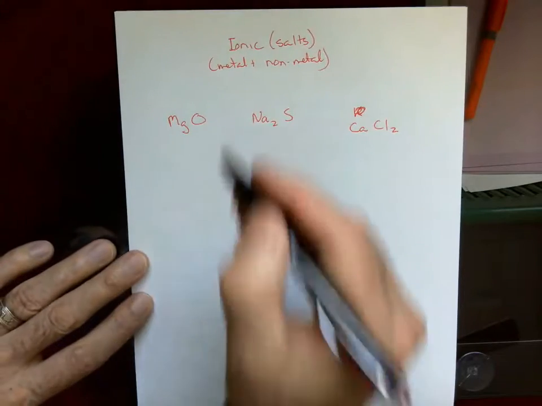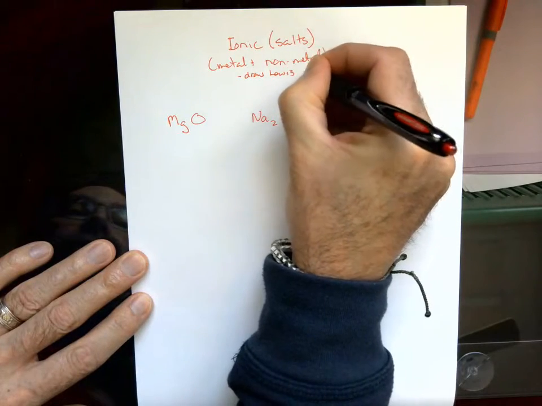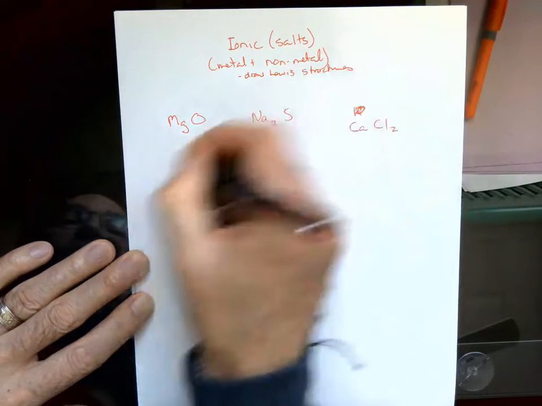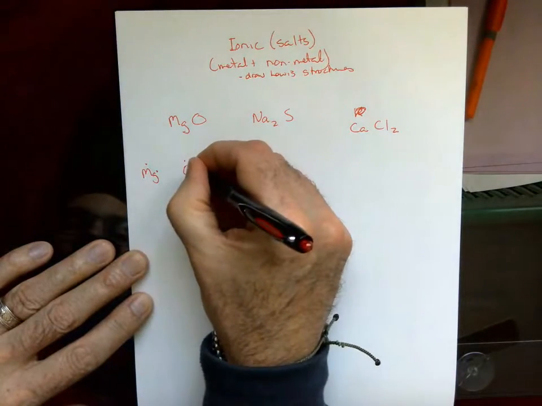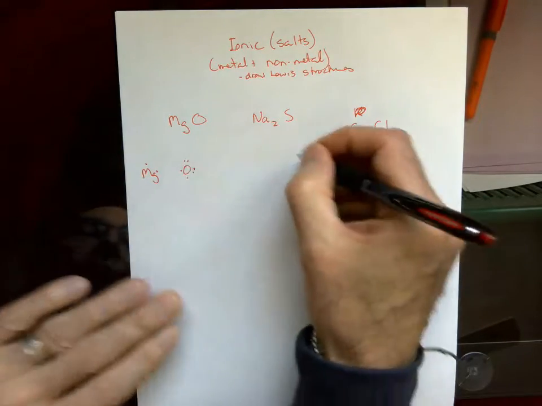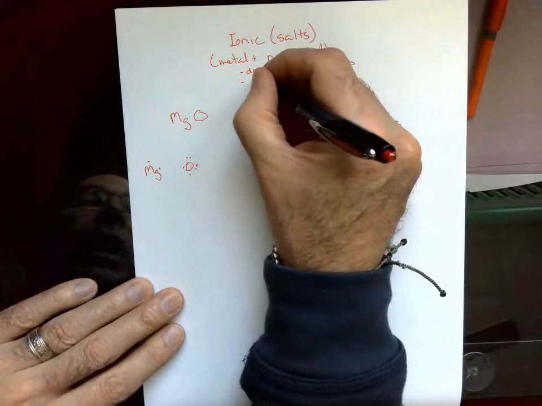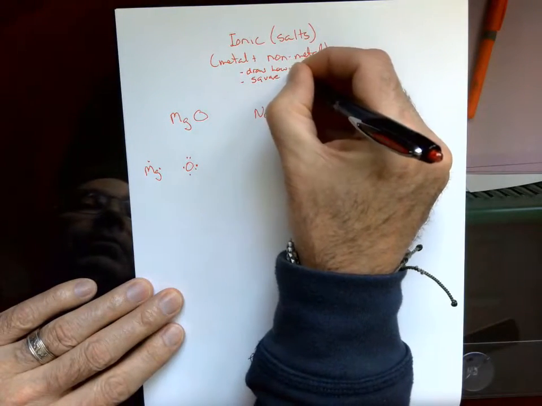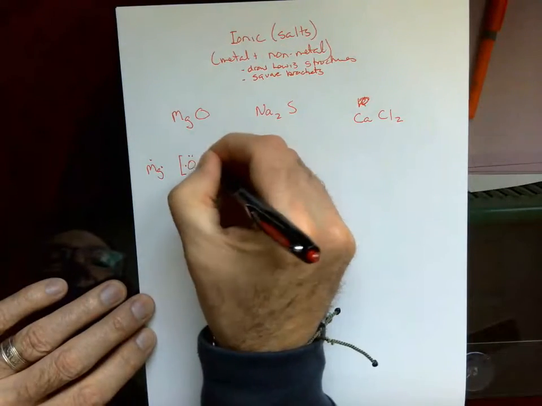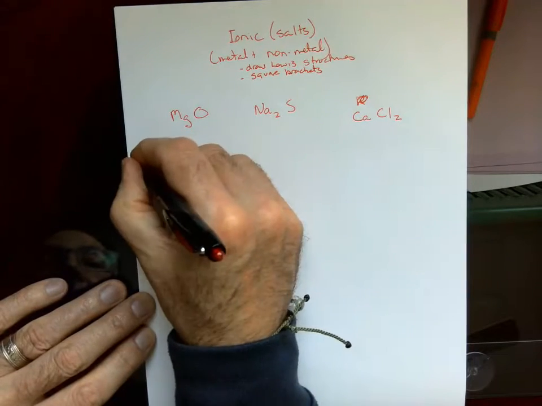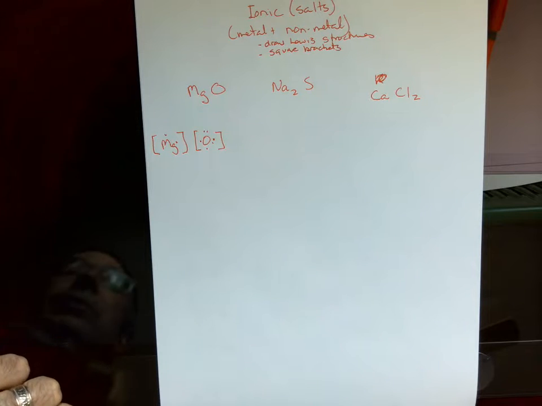So, same first step. Draw Lewis structures. So I've got an Mg and I've got an O. Okay, next thing, square brackets. This tells you that it's ionic. This is the way that we communicate in science. If you ever see a drawing like this, we know that it's a salt.